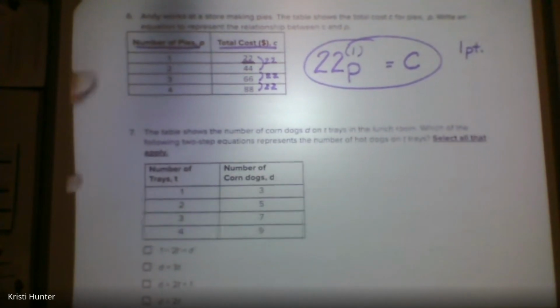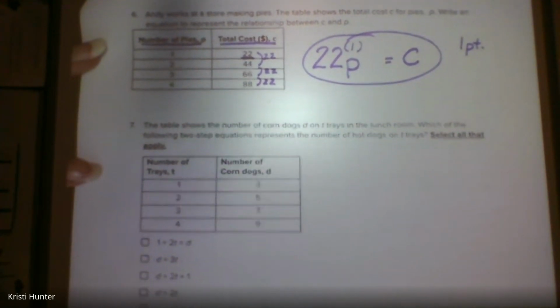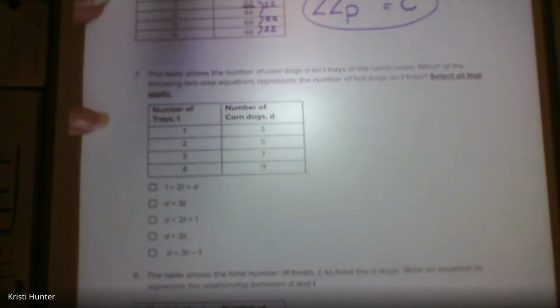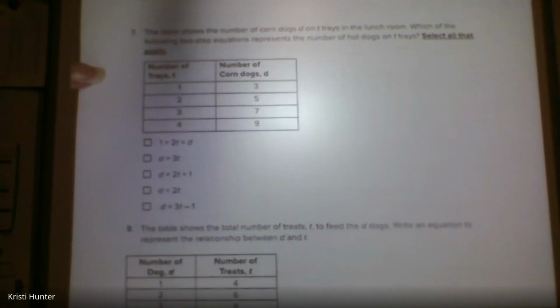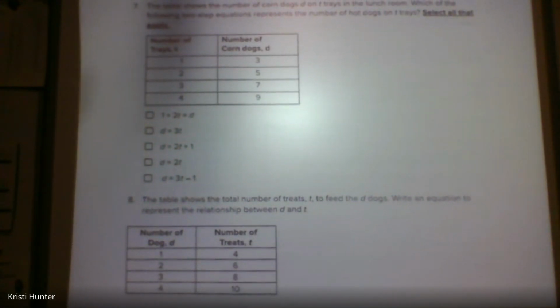All right. So we're looking at 7, and it looks like the exact same thing. We've got an input-output table, and the number 7 does give us some choices to look at here. So the table shows the number of corn dogs on the trays at the lunchroom. Which of the following two-step equations represents the number of hot dogs? It just changed from hot dogs to corn dogs. Whoops. On the trays. All right. So we got to select all that apply.